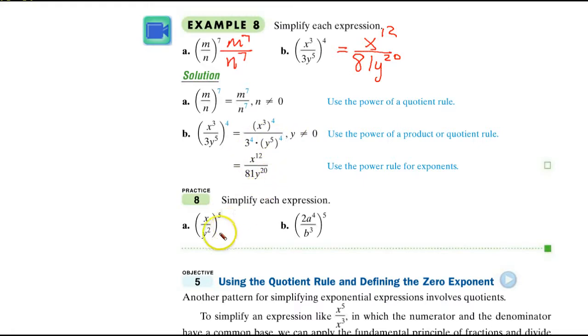Okay. And then this one is x to the 5th, y to the 10th, and then 2 to the 5th I happen to know is 32, a to the 20th over b to the 15th.